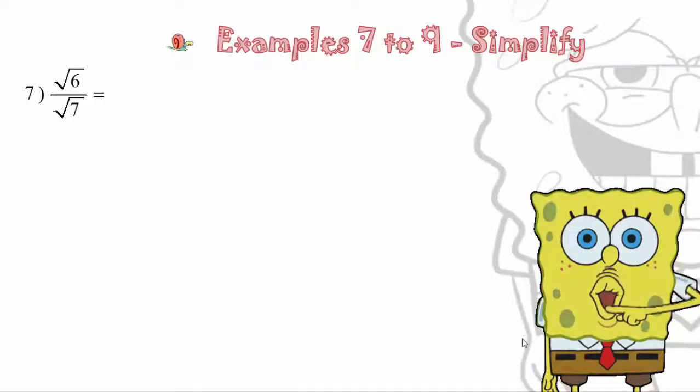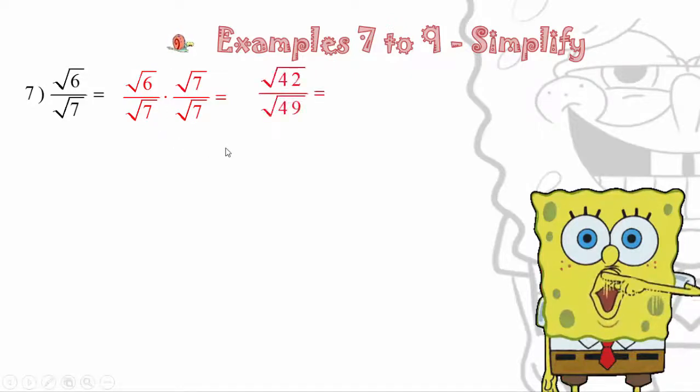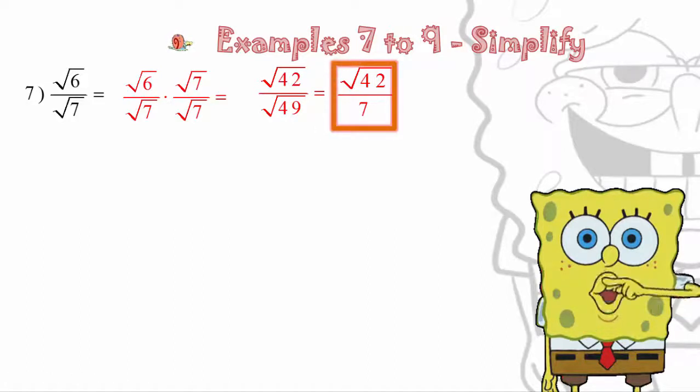Reviewing what we just did on the whiteboard for example number 7, we rationalized the denominator in order to get rid of the radical on the bottom, and we used square root of 7 over square root of 7 to do that, and we got the square root of 42 over the square root of 49, and square root of 49 is a perfect square, so we got square root of 42 over 7, and that was our final answer. In example number 8, we're asked to simplify square root of 5 over square root of 10, so let us go over to the whiteboard and work this one out.